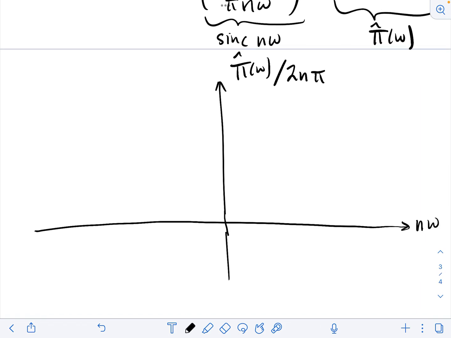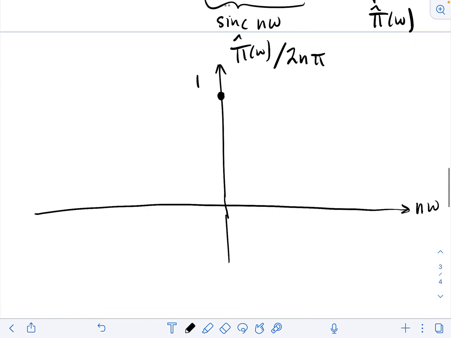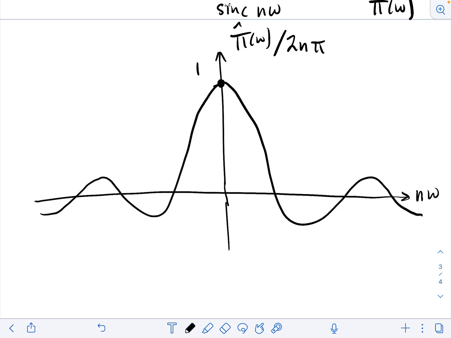The sinc function, if you evaluate it carefully using L'Hopital's rule at n omega equals 0, evaluates to 1. And so right here is a 1. And then because the sinc function has the sine in it, it's going to oscillate, but we're dividing by pi times n omega. So as we increase n omega along our horizontal axis, we're dividing by a larger and larger number. And so the size of these oscillations gets smaller and smaller as we go out to higher and higher frequencies. And so what that looks like is something like this. It's a symmetric function, so we can go to negative values of frequency as well. And so it's some kind of function that looks a little bit like this.